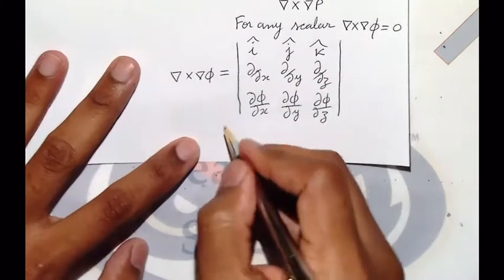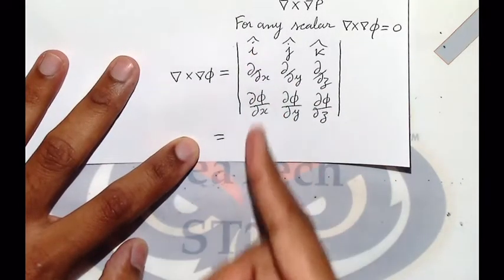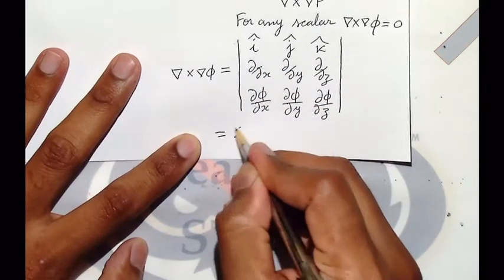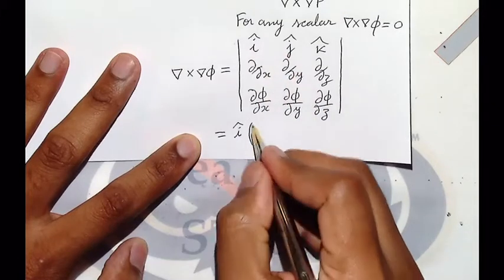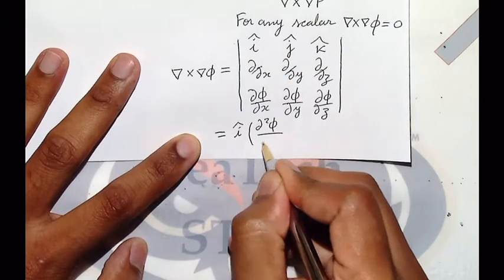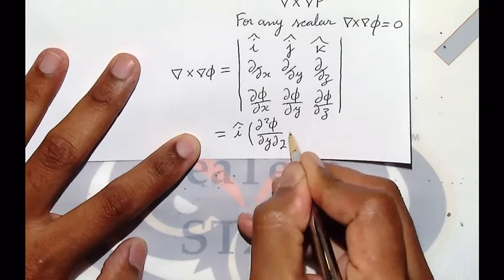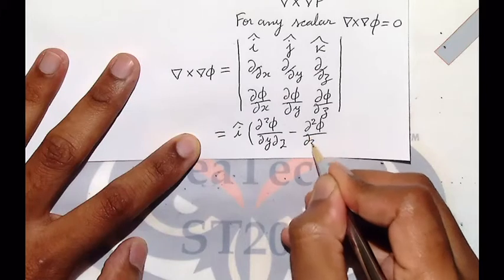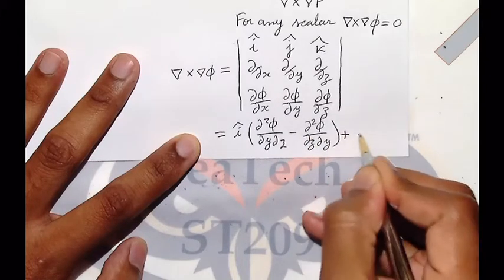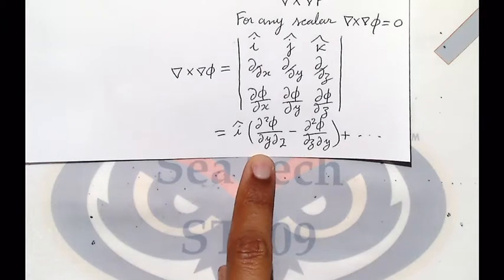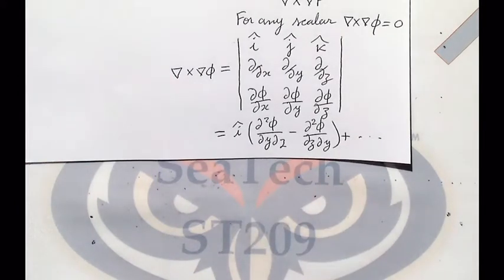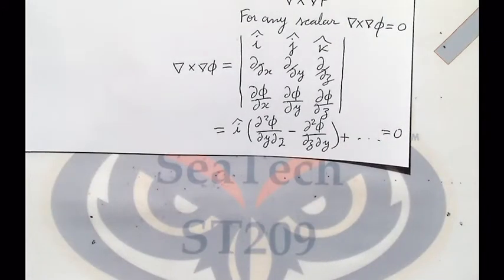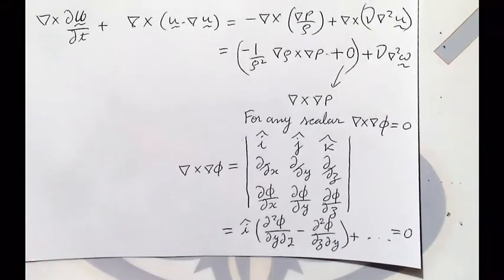Okay, and then when we expand this out, we get, okay, the i term is d2 phi by dy dz minus d2 phi by dz dy plus other terms. And this is 0, right? This is just interchanging the partial derivatives. So that's why this is 0. Okay? So this is a vector identity.